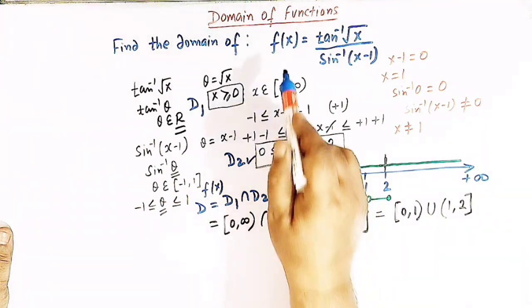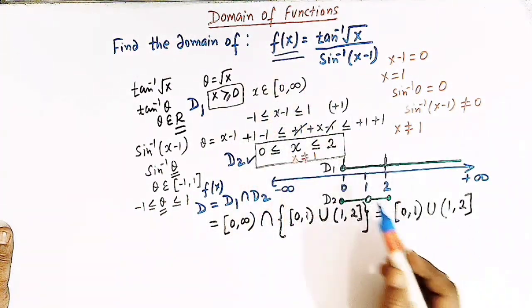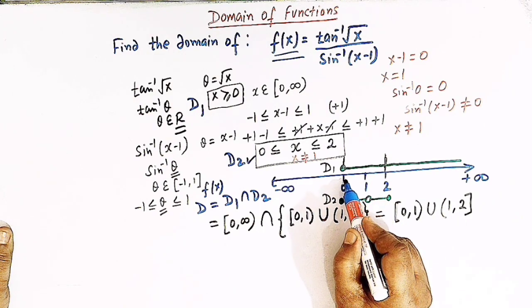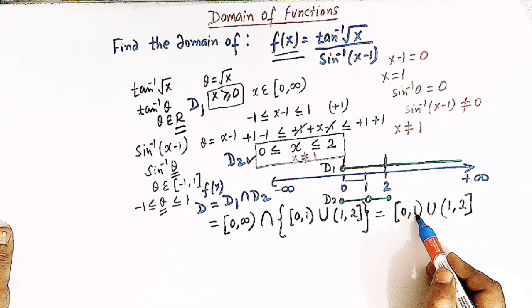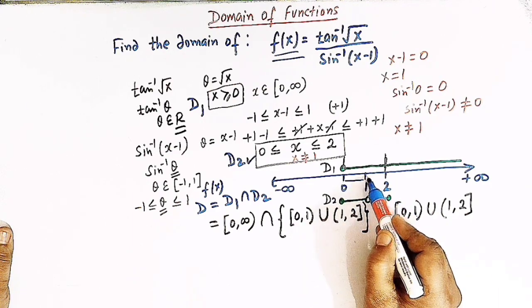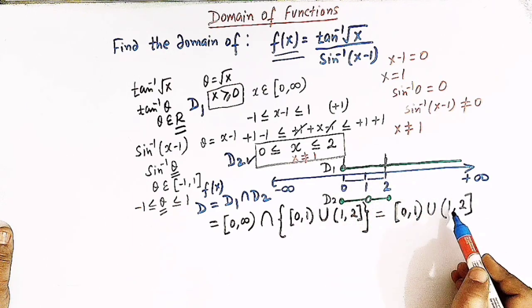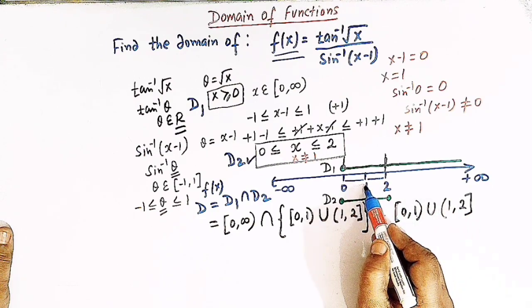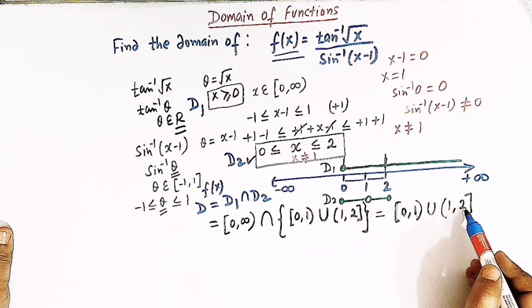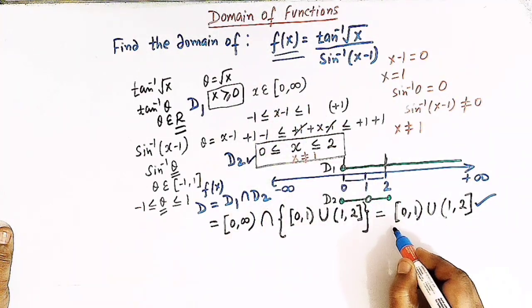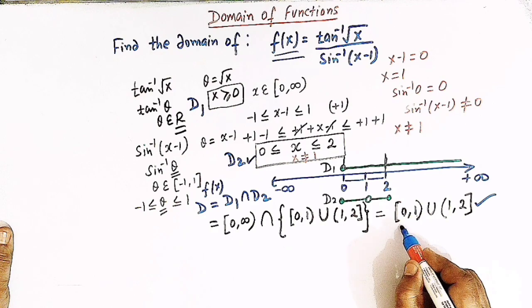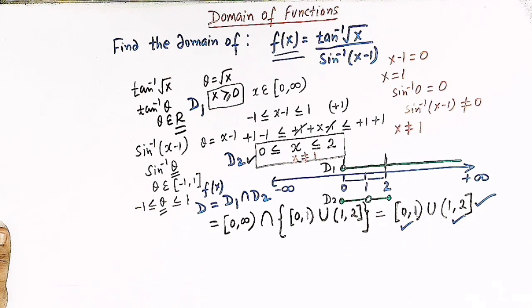So the domain of this function f of x is given by 0 to 1, where 1 is not included and 0 is included, and then from 1 to 2, where 1 is not included and 2 is included. So the domain of f of x is given by the union of these two intervals.